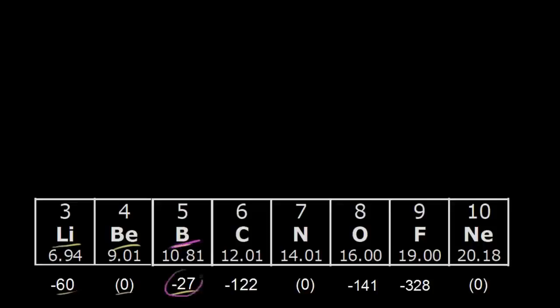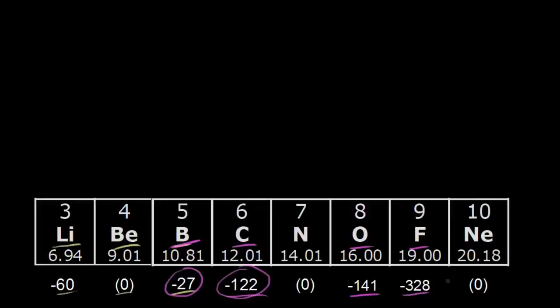So boron gives off 27 kilojoules per mole of energy when you add an electron to the neutral atom. When you move on to carbon here, more energy is released, right? 122 kilojoules per mole. And if I look at oxygen, 141 is given off, so an increase. And finally, fluorine, 328 is given off, so even more energy is given off. And remember, the more energy it's given off, the more of an attraction the nucleus has for the electron, so therefore the more affinity the atom has for the electron.